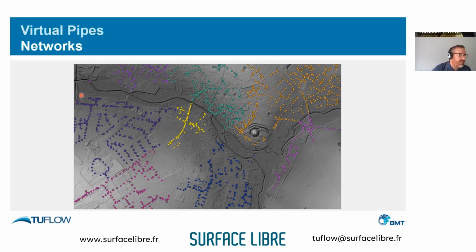So it could be that this network in yellow, we say, right, these are all my virtual pipe inlets, and then maybe this one just here is our virtual pipe outlet. So everything in yellow drains to that one point. Everything in orange is a separate network, and we might just drain to this point here. So we can actually set up different virtual pipe networks within our wider model domain.